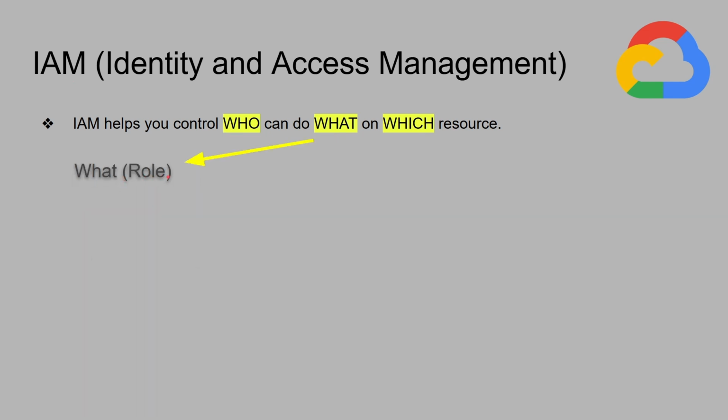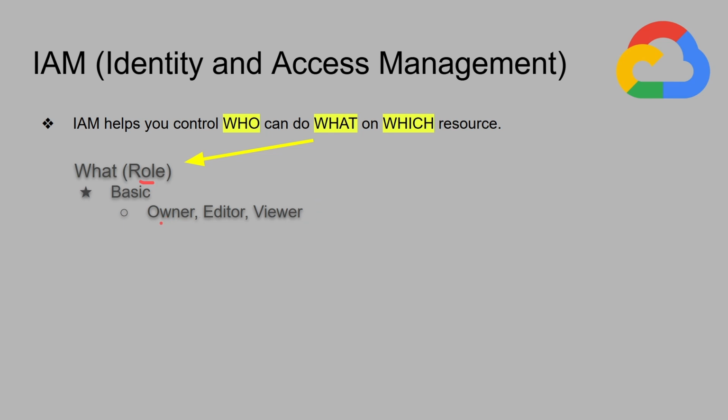what the user wants to perform on different resources. That is nothing but the permission or the group of permissions we call a role. There are different types of roles. The first one is basic. Basic is broad level access. When you give the permission, it will cover all the resources available in the project. So those permissions you can grant at the project level.